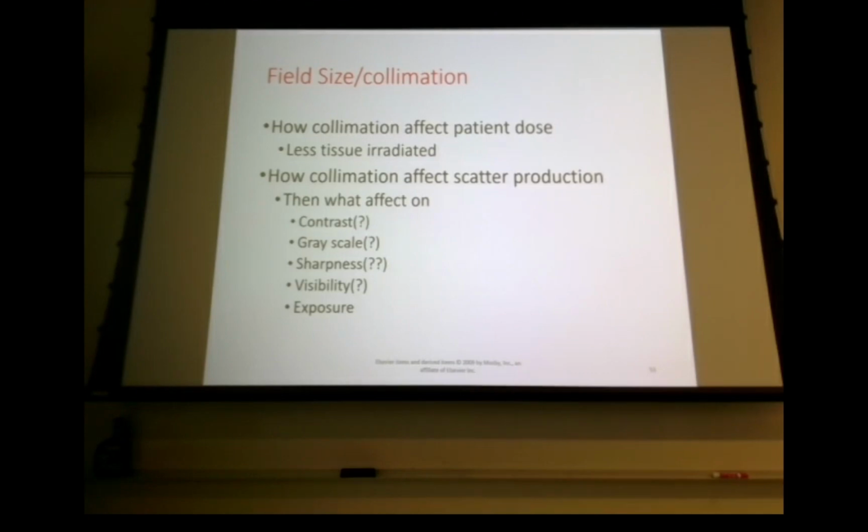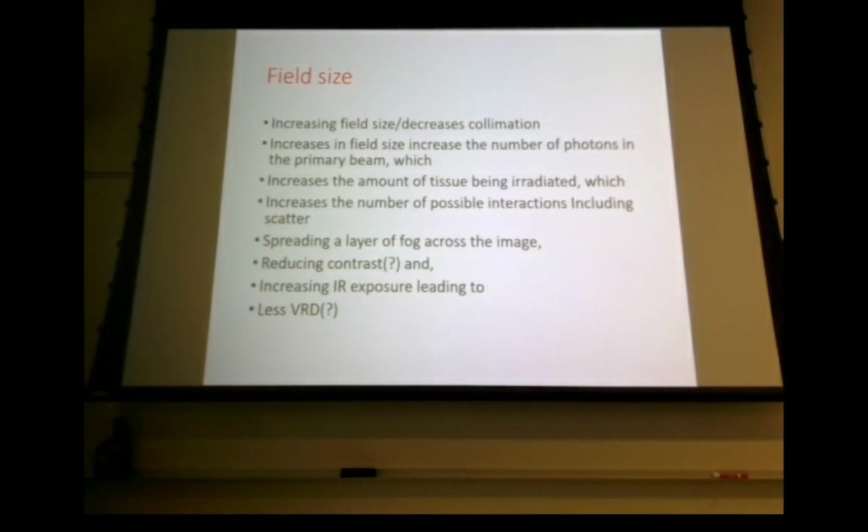As low as reasonably achievable, right? So if you're shooting an odontoid and you get the orbits, is that as low as reasonably achievable? No. No, it is not. So practice collimation. We're just going to run through field size and collimation, remembering that they're opposite of each other.